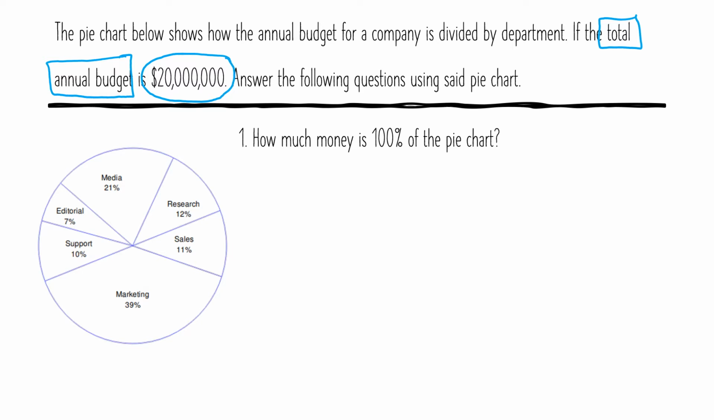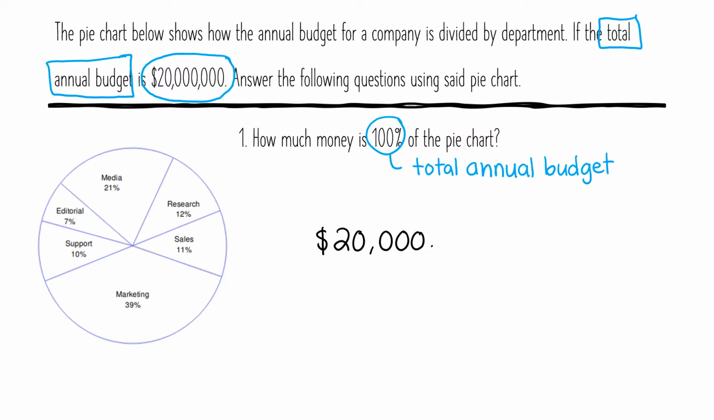Well, 100% is going to be the total, in this case, the total annual budget. And the total annual budget is $20 million. So for this one, we didn't even really need to find a percentage because the problem gave it to us.